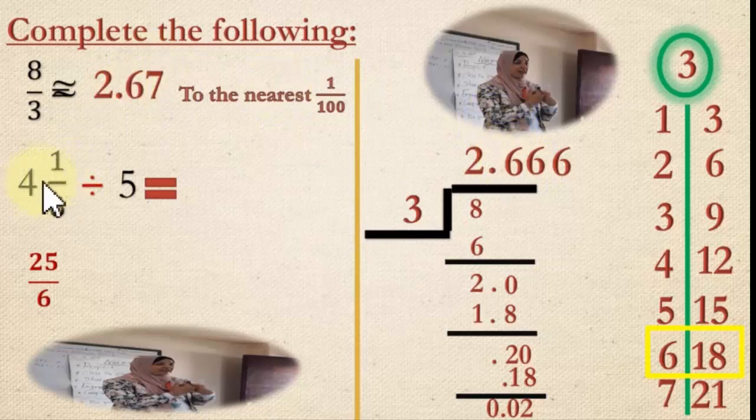The next problem is 4 and 1 over 6 divided by 5. 4 times 6 equals 24. 24 plus 1 equals 25 over 6.